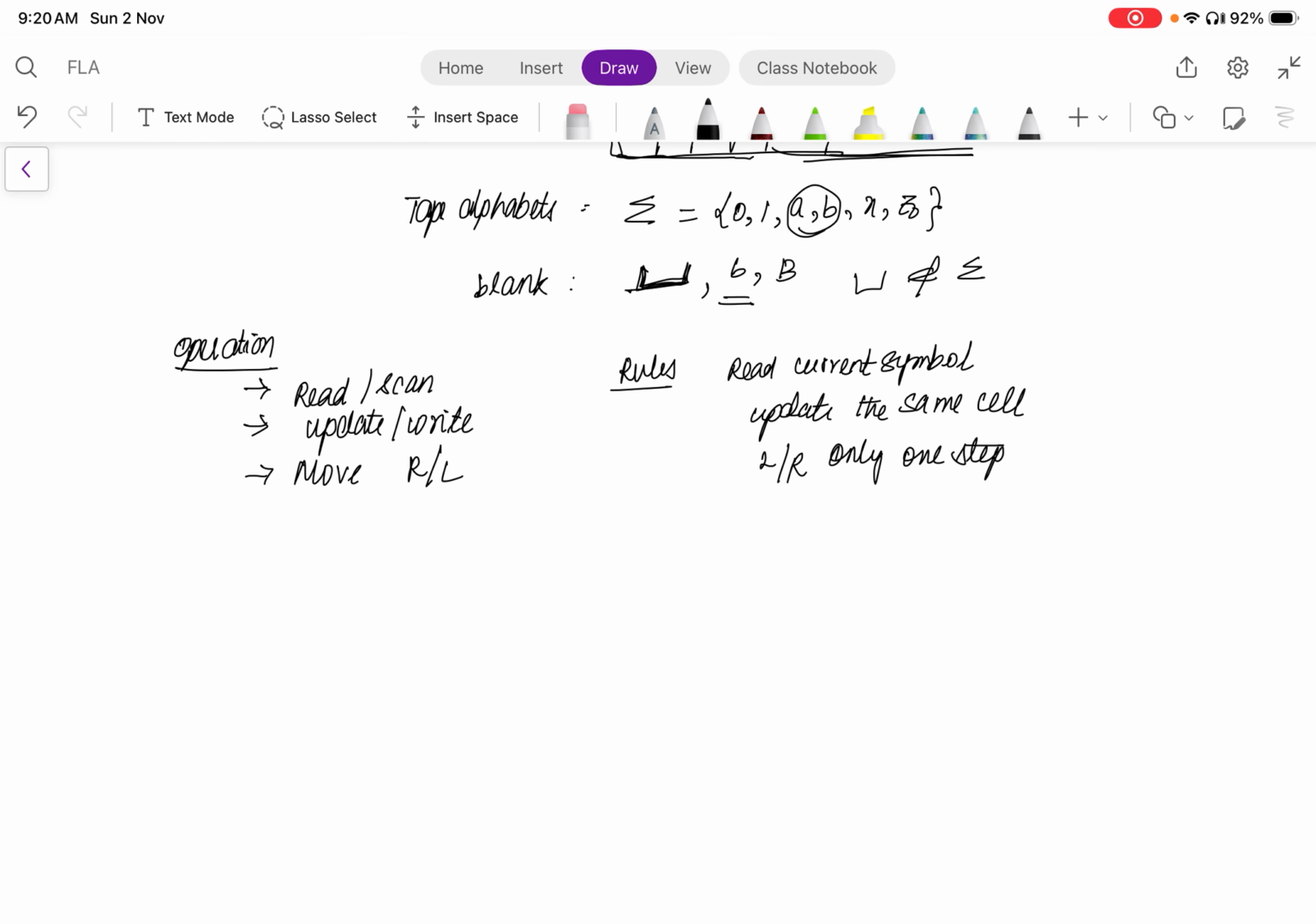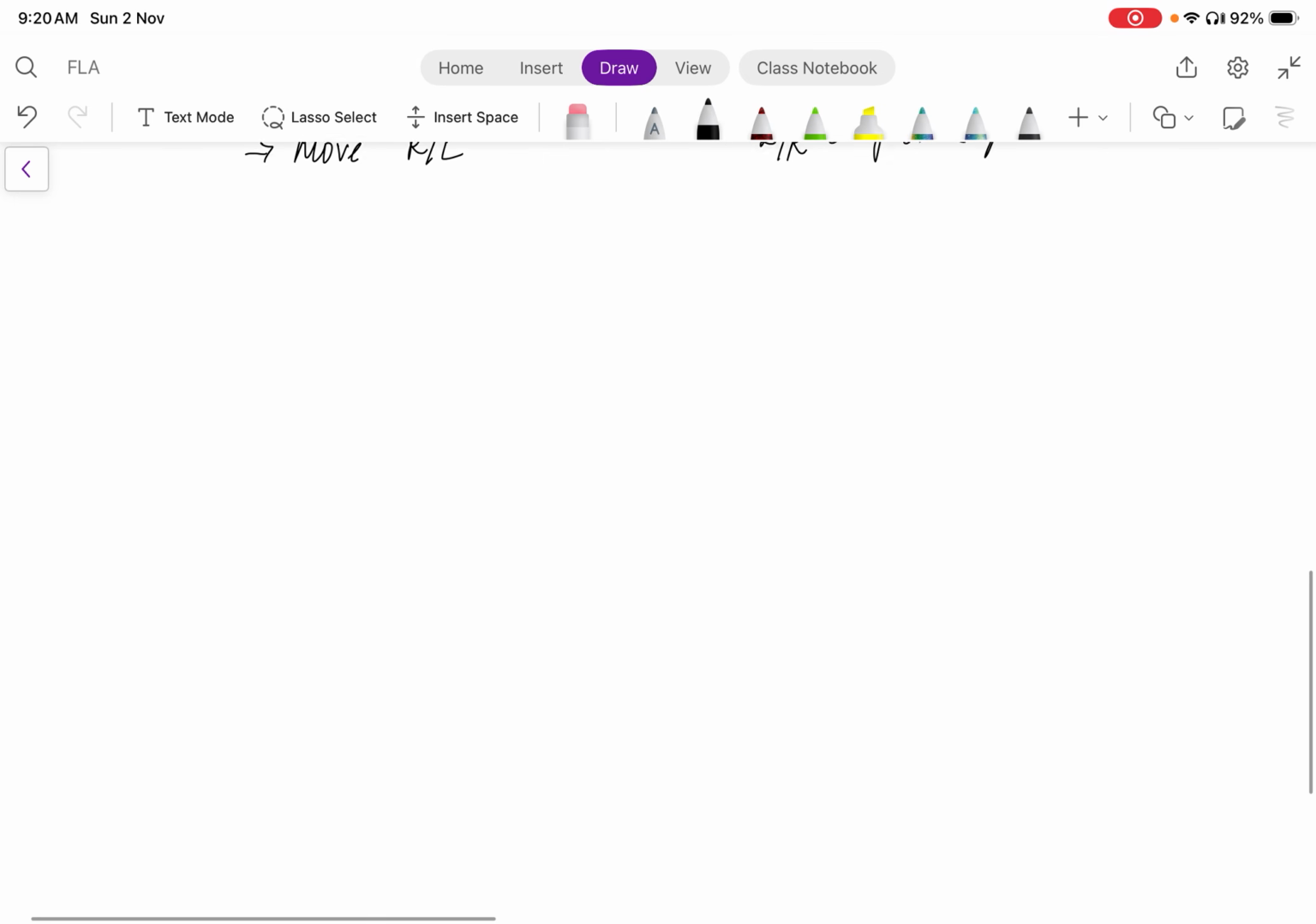So these are a few rules in implementing a Turing machine. Let's see how the transition looks. Say, for example, this is one state called Q0, and you are moving to another state Q1. The input symbol is A. You want to replace this A with something else, say X, and move one step right. So this is how you write the transition.